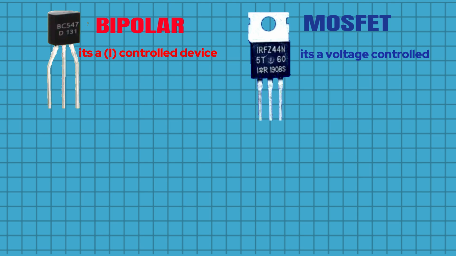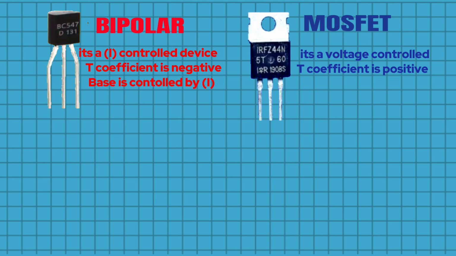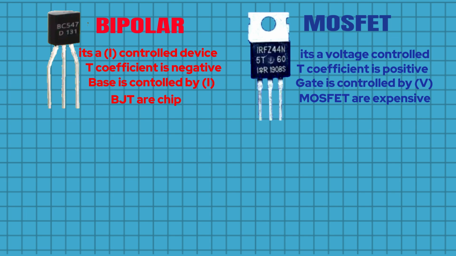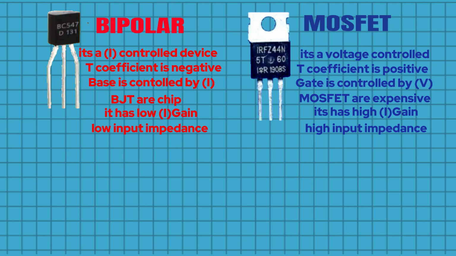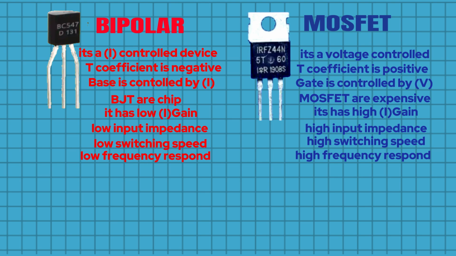The temperature coefficient of a bipolar is negative, while the temperature coefficient of a MOSFET is positive. The base is controlled by current, while the MOSFET gate is controlled by voltage. BJTs are cheap, while MOSFETs are expensive. The bipolar has low current gain, while the MOSFET has high current gain. The bipolar has low input impedance, while the MOSFET has high input impedance. The bipolar has low switching speed, while the MOSFET has high switching speed. The bipolar has low frequency response, while the MOSFET has high frequency response.